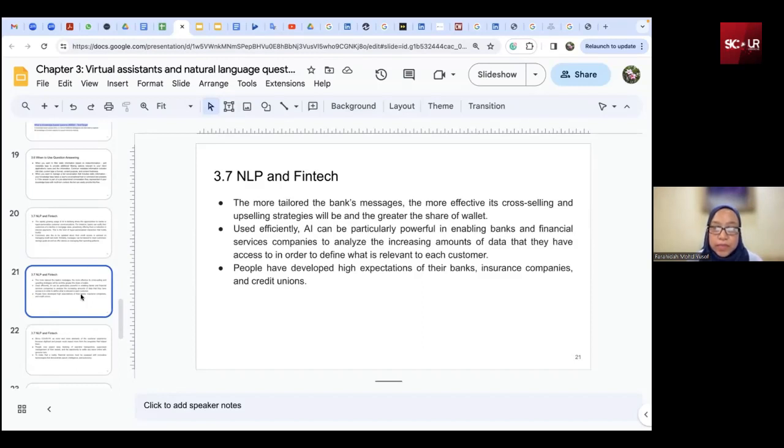NLP and fintech. In banking, it notifies users. NLP can tailor the bank messages and be more effective in cross-selling and upselling, and the greater the share of wallet. Using AI can be particularly powerful in enabling banks and financial services companies to analyze the increasing amounts of data they have access to, to define what is relevant to each customer. Each person has different finance tracking or financial performance. So by using this AI technology, it can help banks personalize for each of their customers, based on their transactions, debt, or mortgage. My sister is working on this for HSBC.